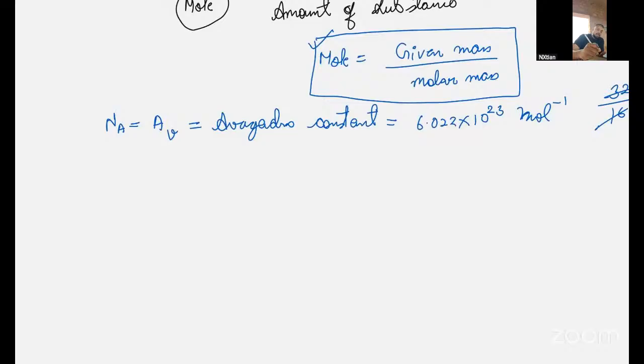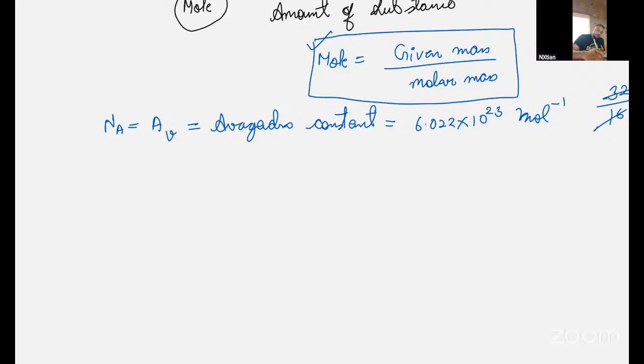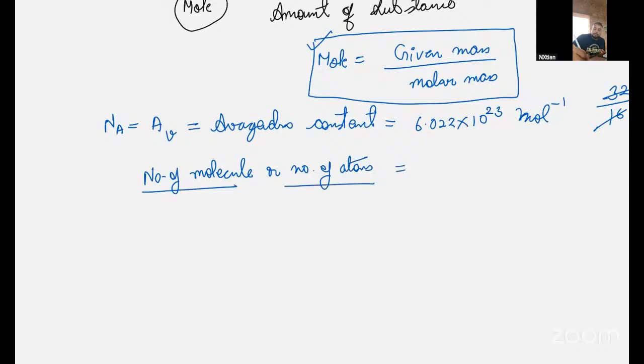Perfect. Now, if they ask how many molecules, there's another formula. If they ask what is the number of molecules or number of atoms, there is another formula for that. That is, number of entities divided by Avogadro's number, or we can say Avogadro number into mole.